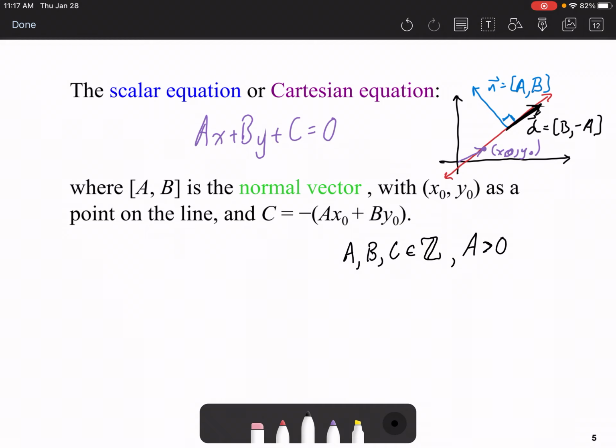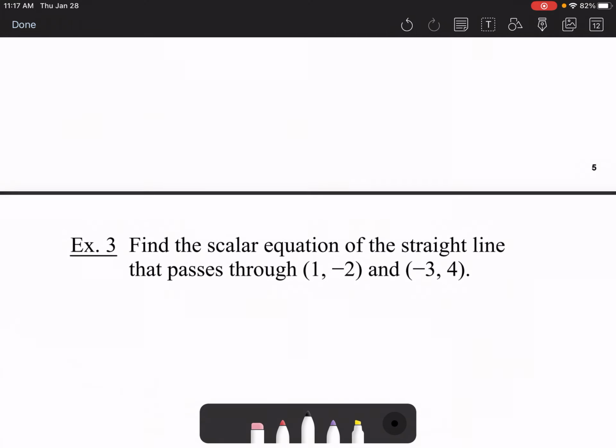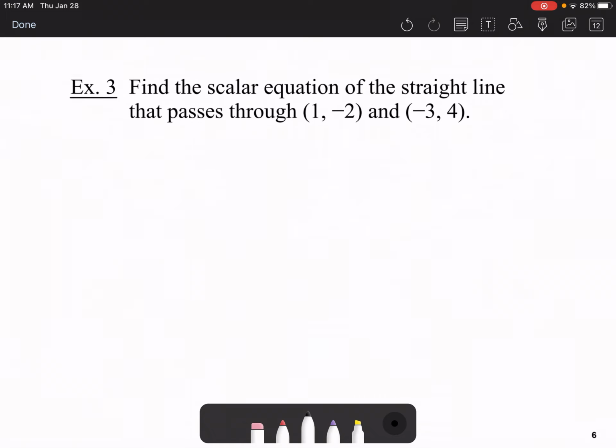This creates one equation all the time for all lines. This equation, you might realize, you saw in grade 9; this is called standard form. So, let's show you how you can work out the scalar equation, or Cartesian equation, of such a line.